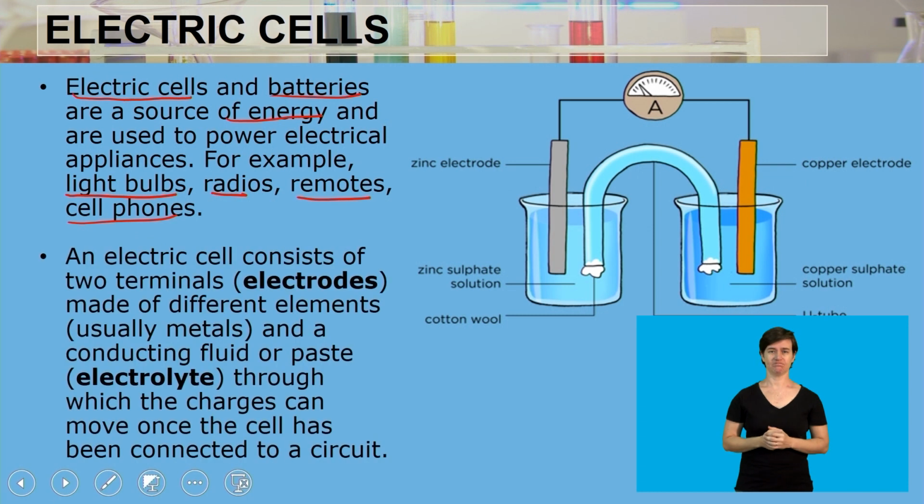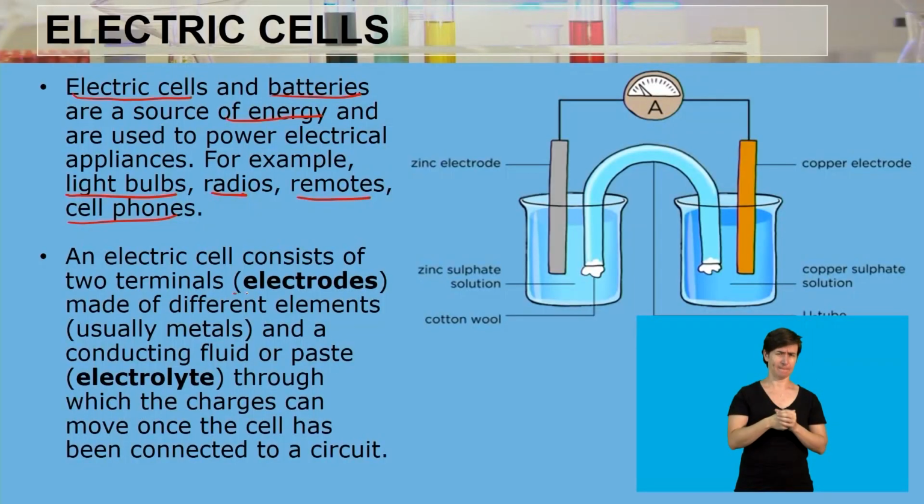So, an electric cell consists of two terminals. Now remember, we have the positive terminal and the negative terminal. In this case, in terms of electric cells as a chemical system, we're not going to be looking at the positive terminal and the negative terminal. We're going to be looking at the electrodes. Those electrodes are made of different elements, which are usually metals, and a conducting fluid or a conducting paste, which is known as an electrolyte.